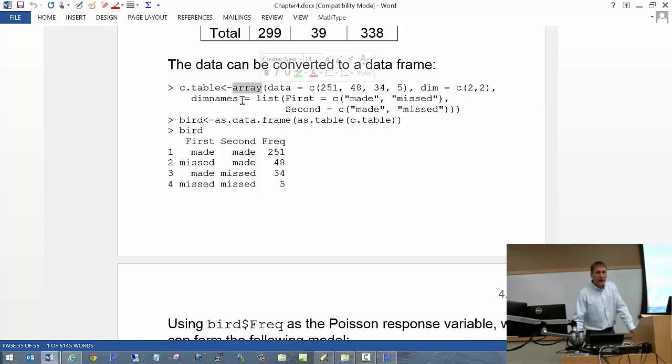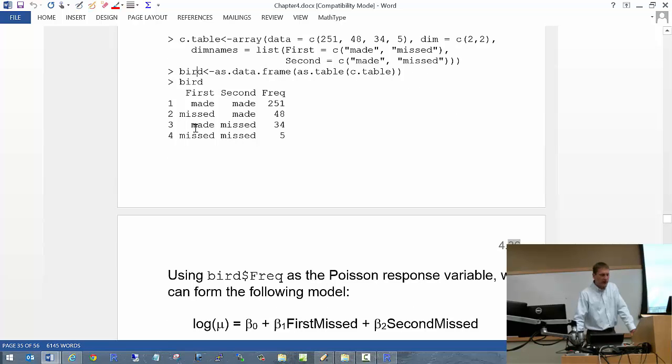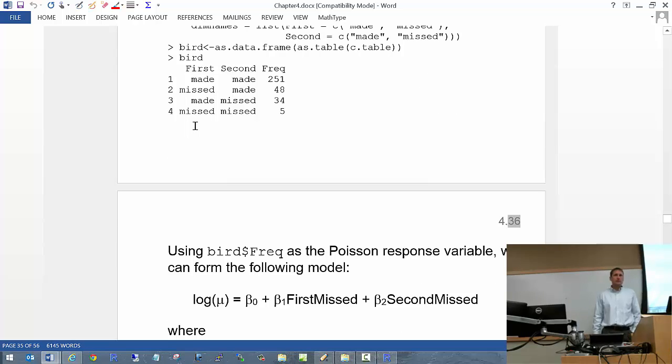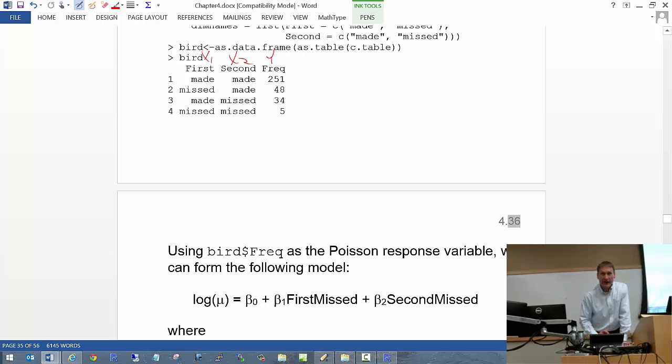One of the main ways that we did that was we used the as.table function and then the as.data.frame function. When we apply that with the c.table here, this is what we get for our data frame. This is the exact form that we need with the GLM function. We don't need to do anything else with it. The freq column is going to be our y, the first column will be x1, and the second column will be x2.